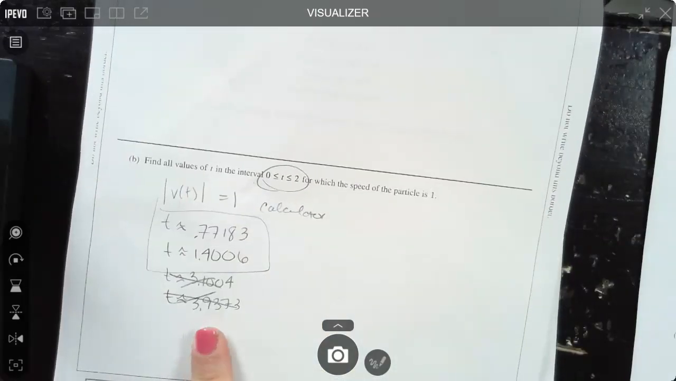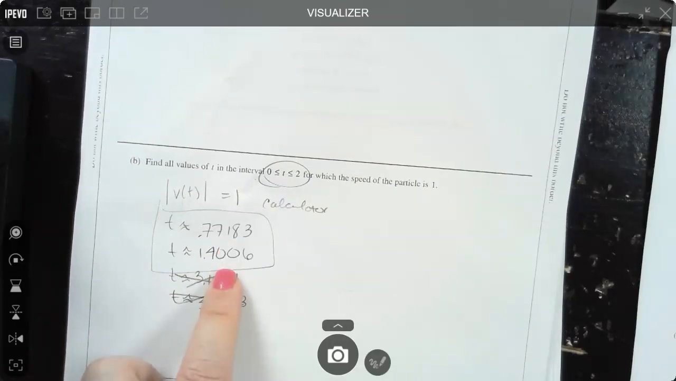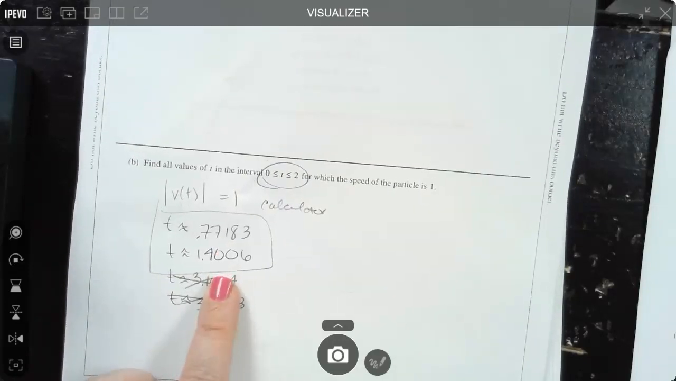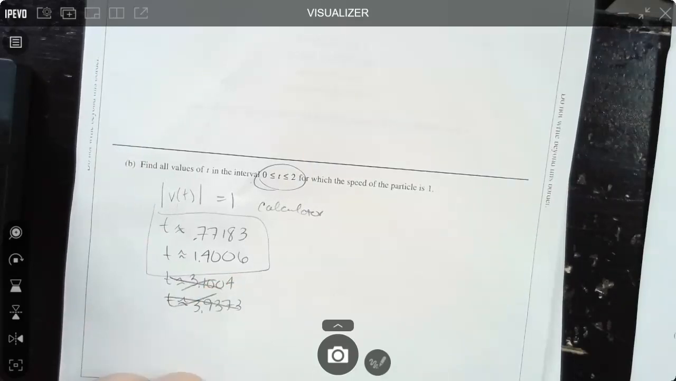Is that good? You got this divided by 2? This one divided by 2? That's one of the answers.